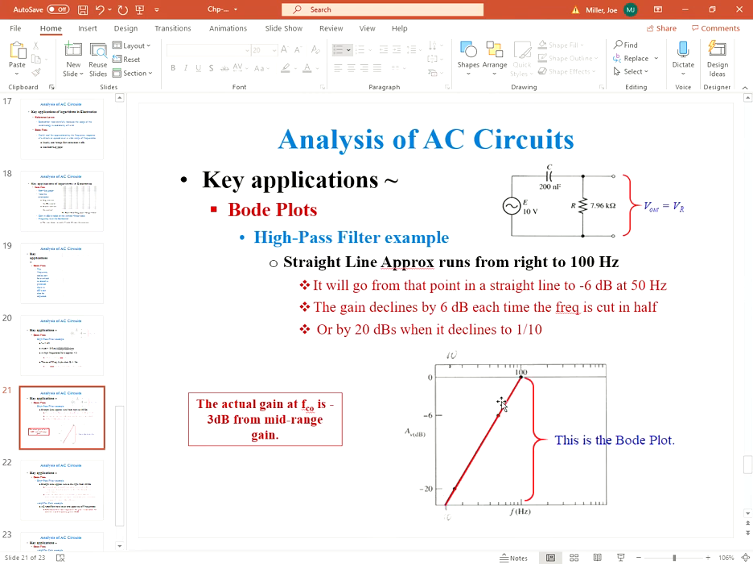Now, on a filter, the straight line also goes to the right. Straight line approximation for frequencies above 100. The approximation would be a gain of 0 for all frequencies higher than 100. And we draw a red line here. Now the actual gain at the cutoff frequency, the knee frequency, would be 3 dBs below the straight line approximation. So it'd be about right here.